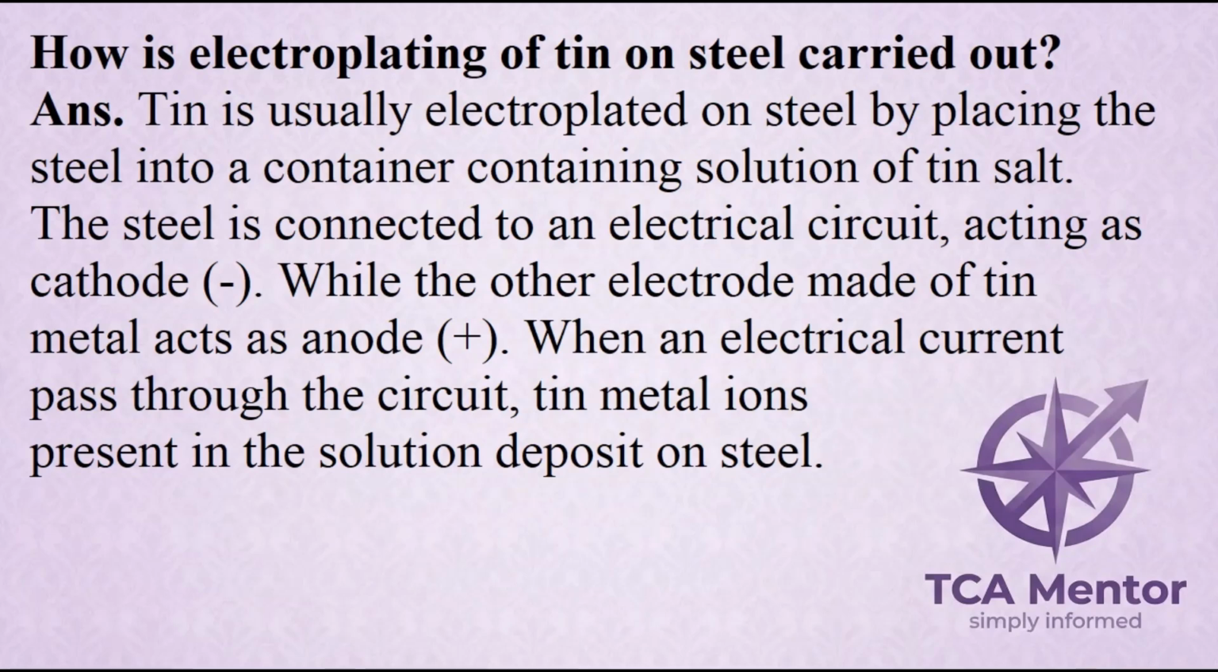How is electroplating of tin on steel carried out? ANS. Tin is usually electroplated on steel by placing the steel into a container containing solution of tin salt. The steel is connected to an electrical circuit, acting as cathode, while the other electrode made of tin metal acts as anode, plus. When an electrical current passes through the circuit, tin metal ions present in the solution deposit on steel.